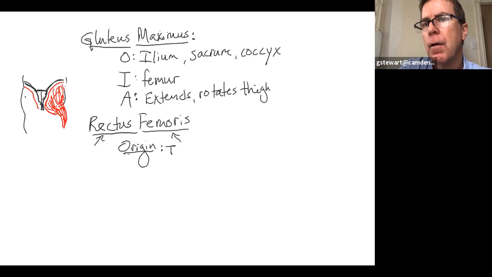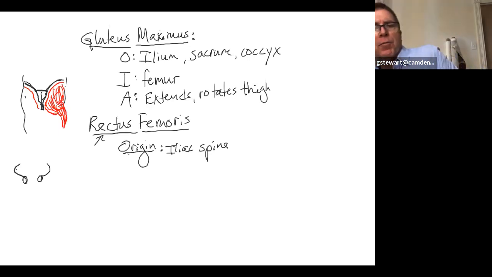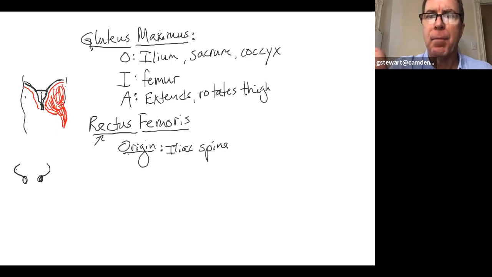Let me erase that arrow. The iliac spine, if you're looking at the front side of somebody's hips, the iliac crest runs like this toward the front. The iliac spine is this point. You can feel it if you palpate your pelvis right in front on either side. That bump, that bone that you feel right there is the iliac spine. Insertions.